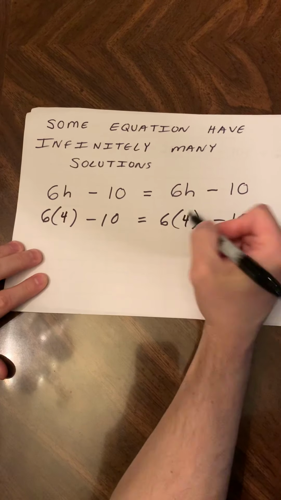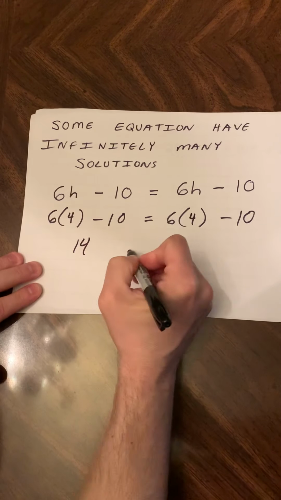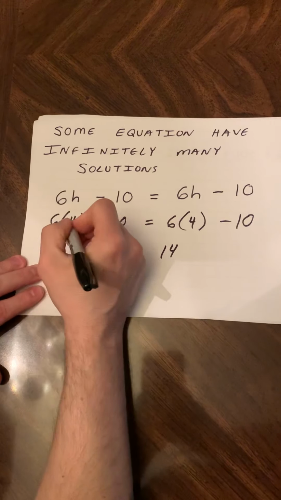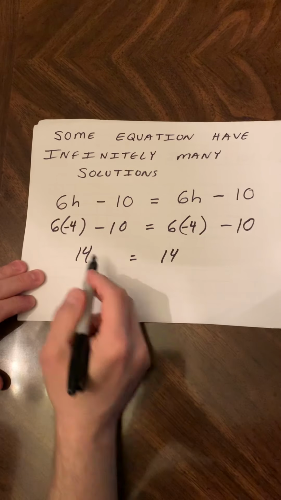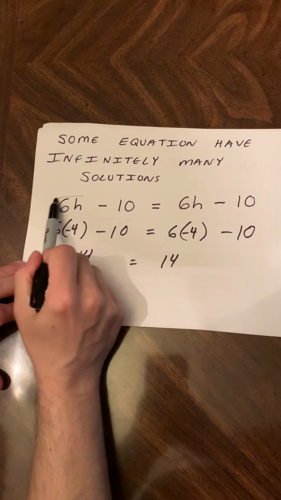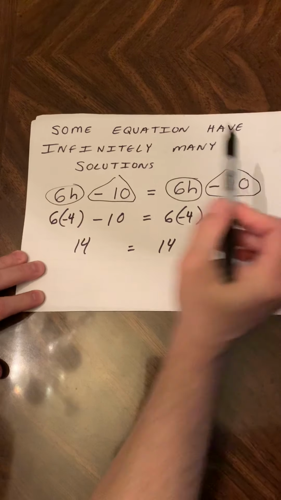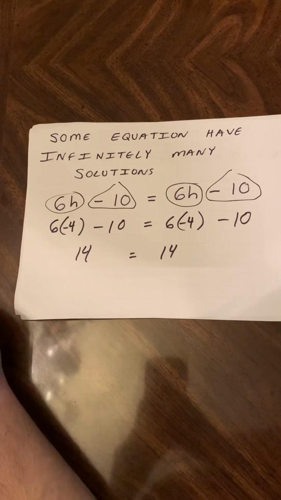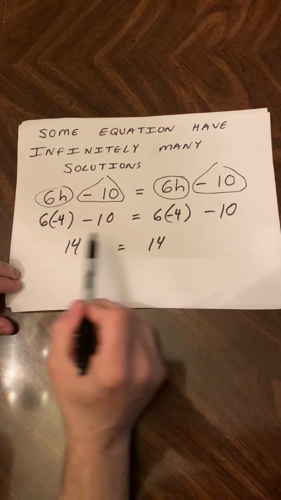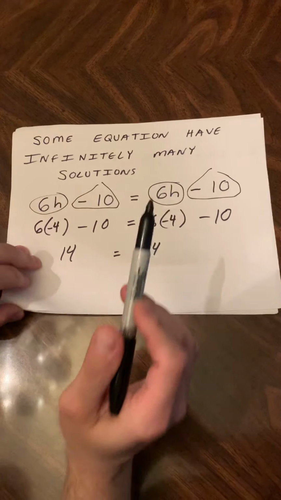If I plug in 4 here and 4 here, what am I going to get? 24 minus 10 is 14. 24 minus 10 is 14. No matter what number we put here, if I would have put negative 4 here and negative 4 here, I would have gotten the same value at the end. So the key is to see that the variables are the same and the constants are also the same. The left and the right side are exactly the same, so no matter what number we use for h, you're going to get the same value on both sides. That means that any number is a solution. That's called infinite solutions.